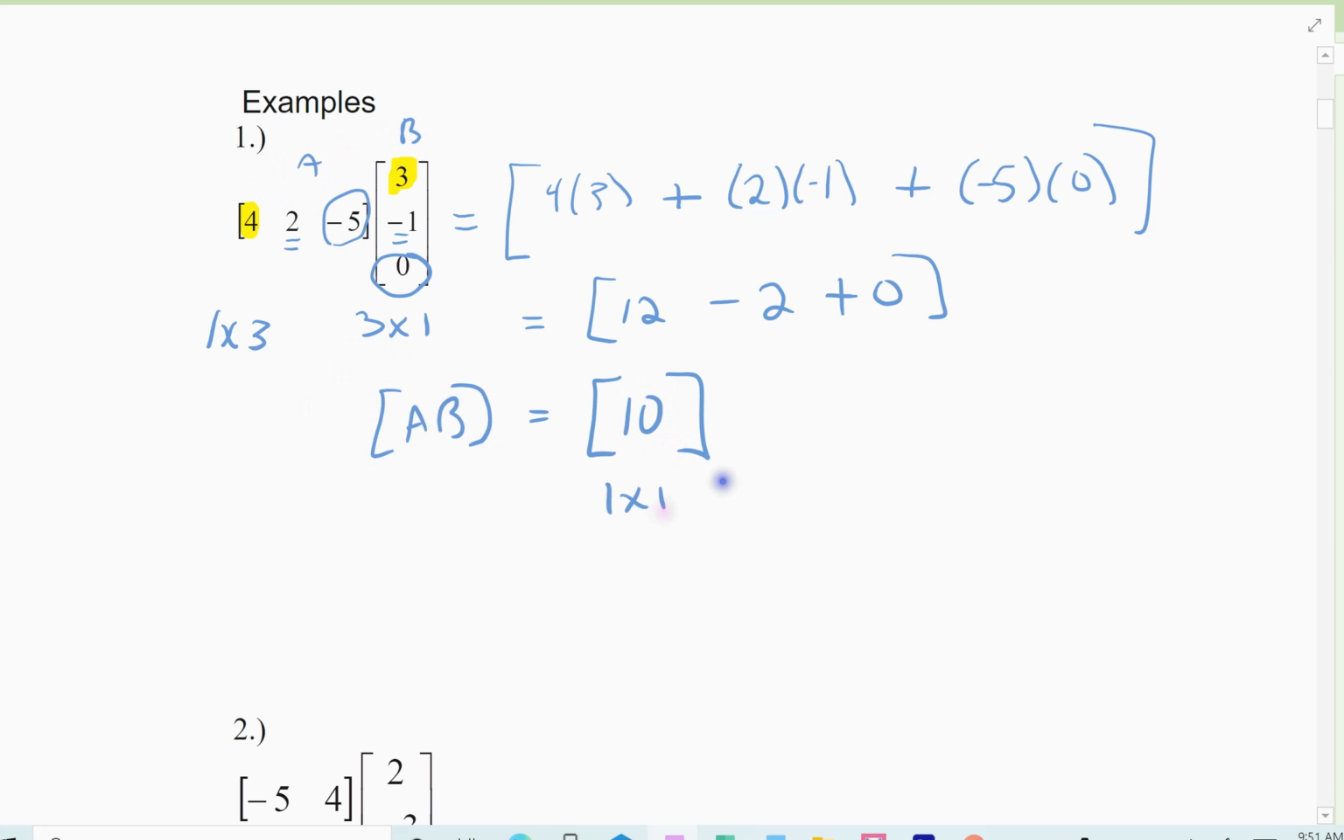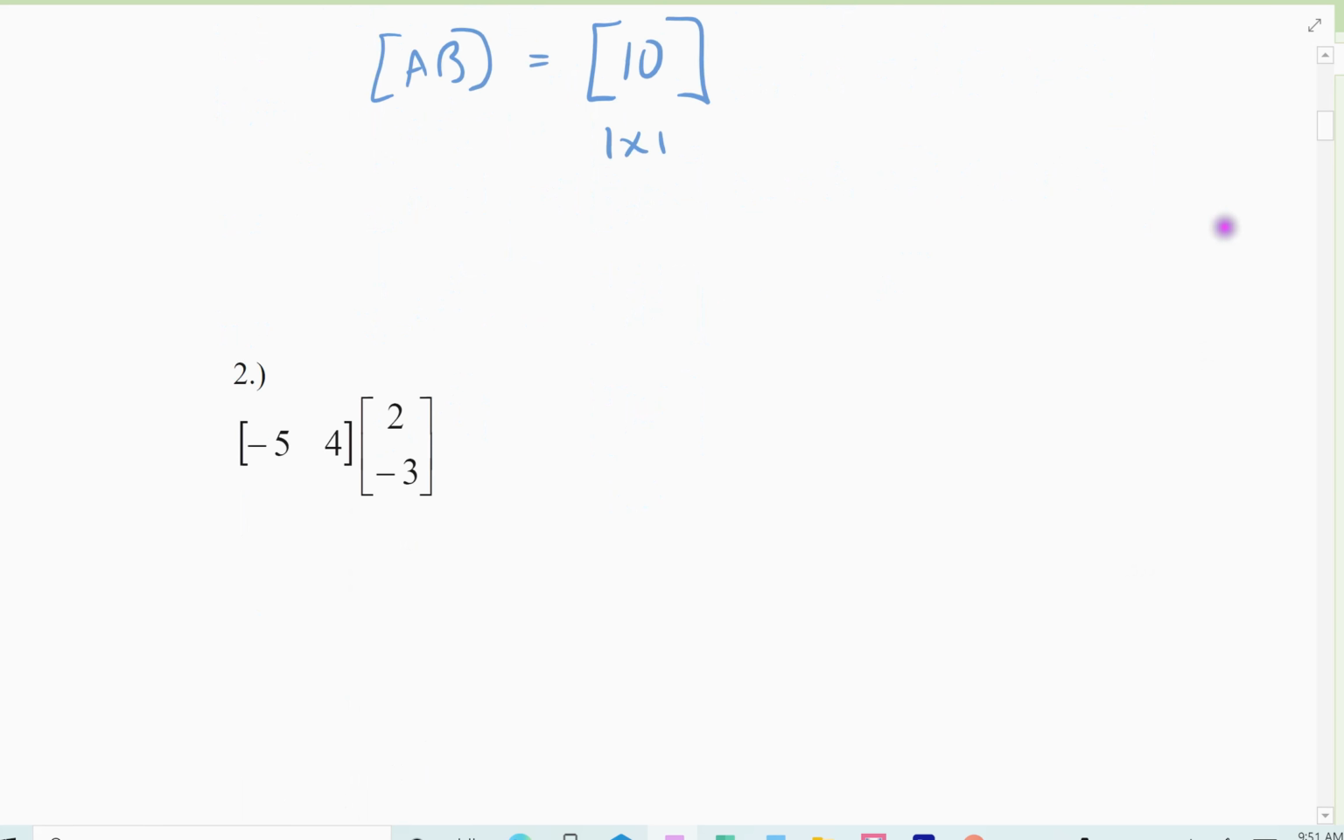And it is a 1 by 1. It is a single entry. And so that is how we multiply rows by columns in our matrices. All right, so this is row by column. So let's do a second example.